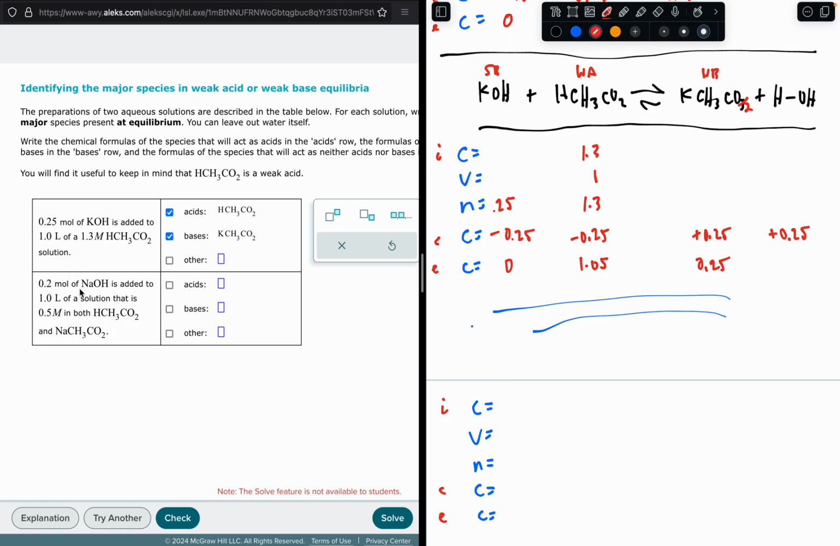All right, 0.2 moles of sodium hydroxide. Oh, this isn't the same thing. It's sodium hydroxide now. Still a strong base. Plus the same thing. Gives sodium acetate.